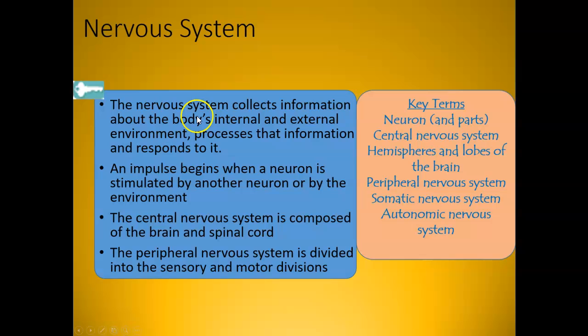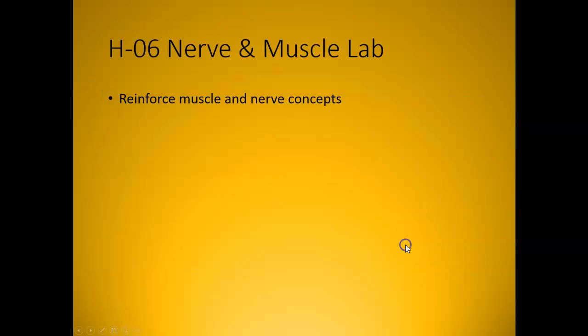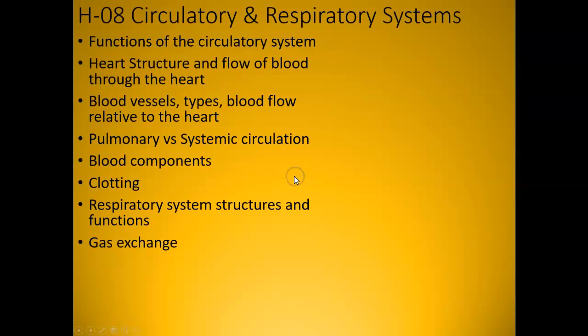Okay. So again, these are key ideas. The nervous system collects information. Impulses begin where it's stimulated. The nervous system is composed of the brain and spinal cord, the central nervous system, and the peripheral nervous system has sensory and motor divisions, and so on. You can see key things there as well. We did the nerve and muscle lab. That was really just to reinforce those concepts.